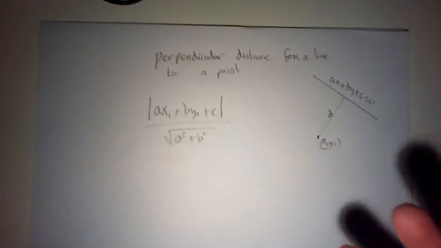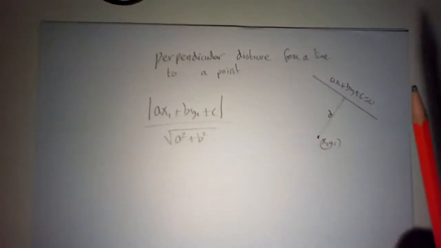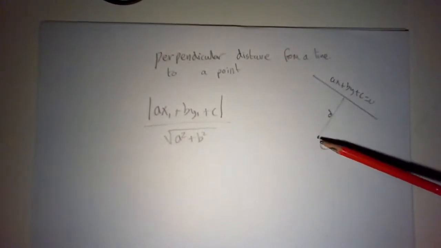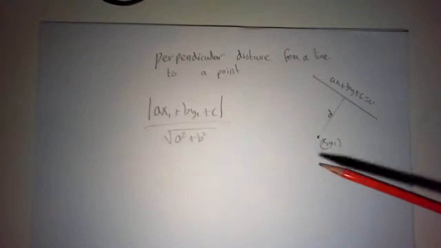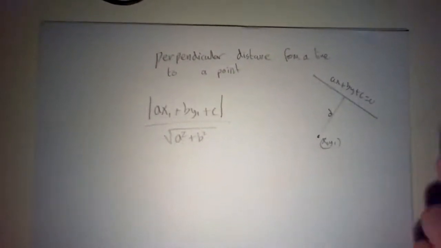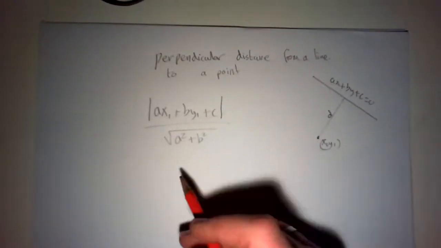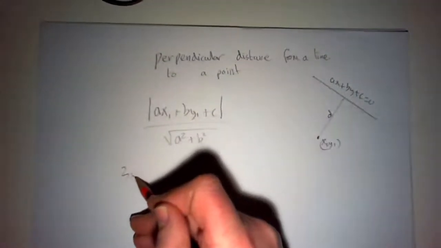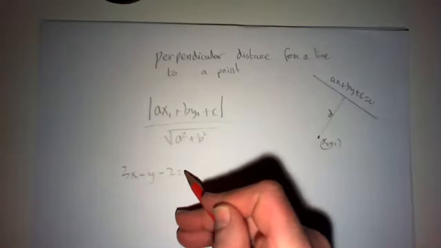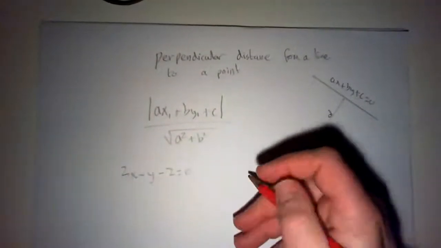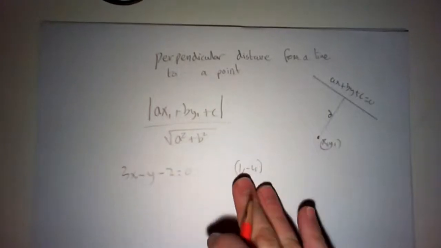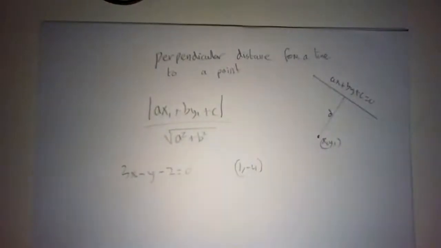Then we'll do a very simple one where we're just slotting in numbers and see where we go. And then we'll play around with different scenarios where you might be asked to find other elements of this kind of scenario. Okay, so let's do a very, very simple one then. Let's say we have an equation of 3x minus y minus 2 equal to 0, and a point of 1 and minus 4. And we want the distance between this line and this point in terms of the perpendicular distance.